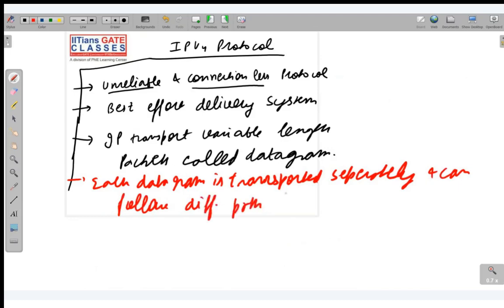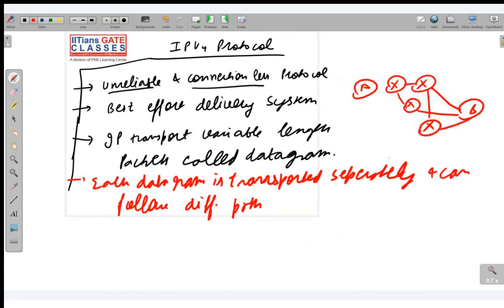Different path means, like A is sending a packet to B, and there are multiple routers in between. One packet will go like this, another packet will go like this. If you have any other router, another packet can go like this. So whatever way they want, they can take. It is not like they will follow a fixed path.